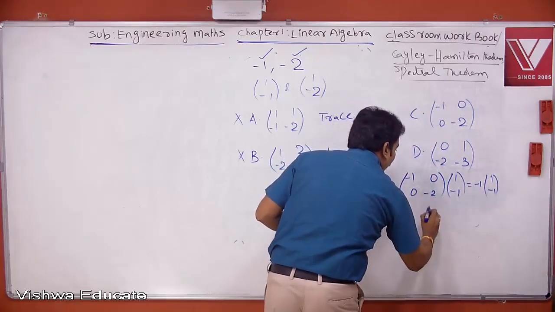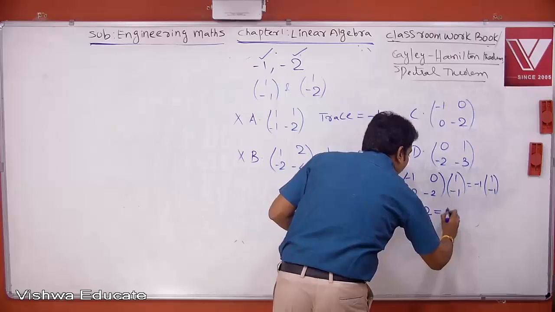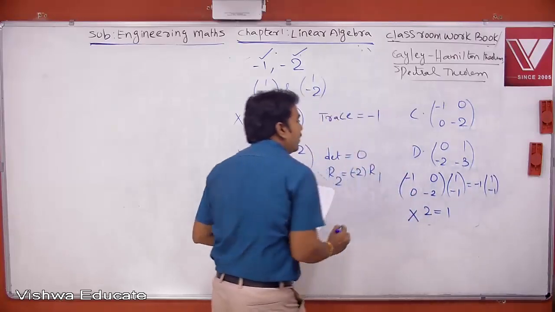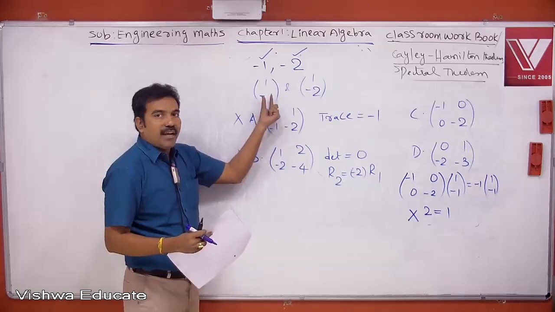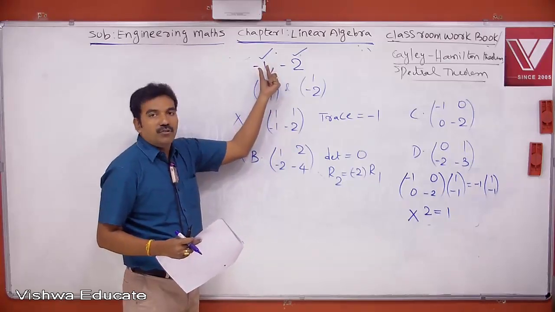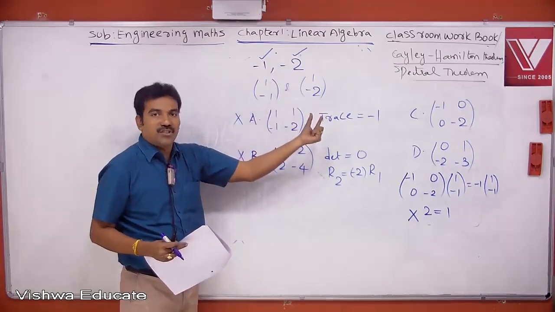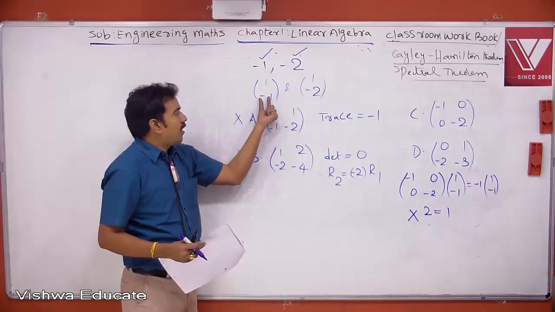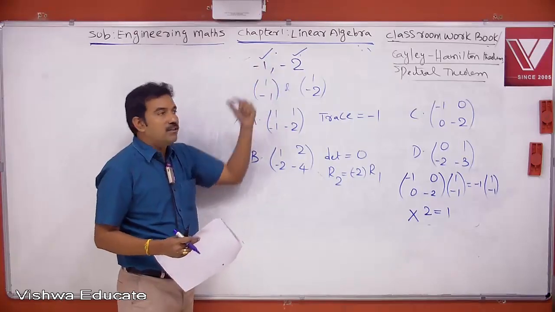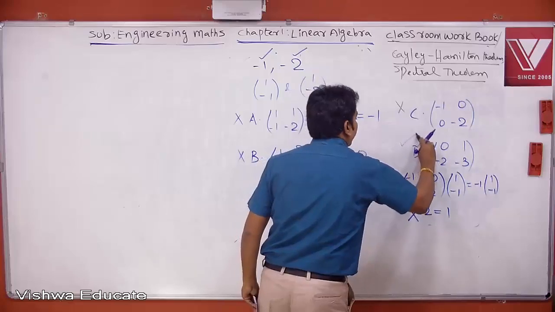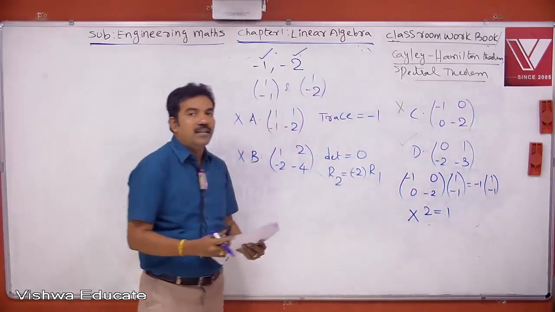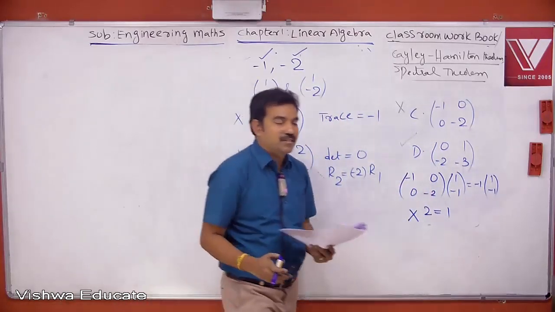When you expand the second row, you will get 2 equal to this 1. This is also wrong. Therefore, for option C, 1, minus 1 is not an eigenvector with respect to eigenvalue minus 1. Therefore, option C is also eliminated. Therefore, D is the right answer.